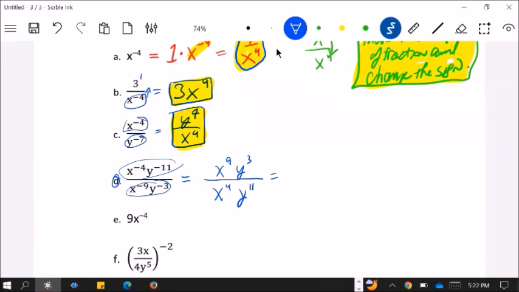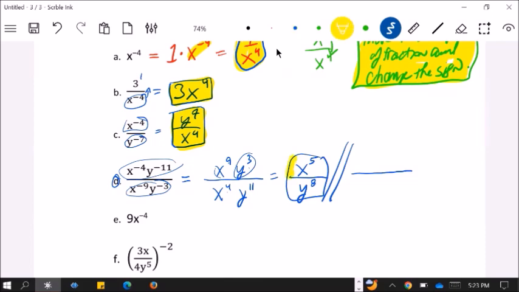So now on the top we have 9 of the x's, and the 4 on the bottom will cancel out 4 of them, so there's 5 left. And on the y's, this one here cancels out some of the ones on the bottom, so it's 11 minus 3 to make the 8th. Now, having said that, there's another way I could have done this. Oh, by the way, that is the correct answer here.